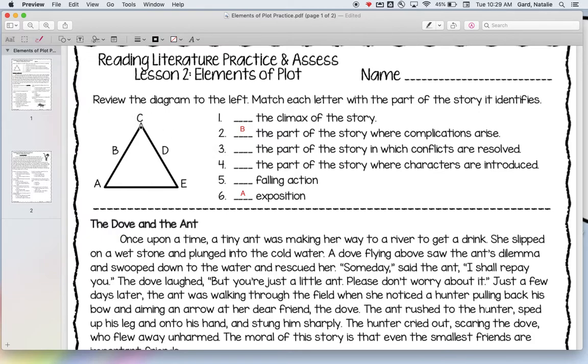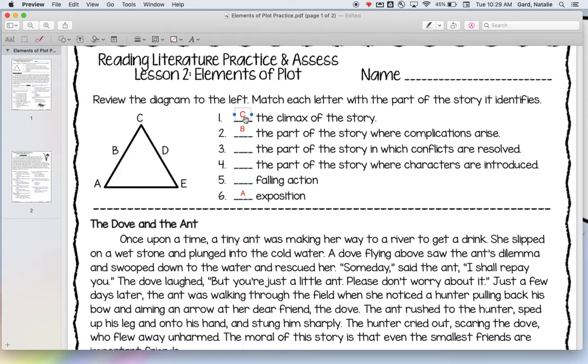C, that's the very top point. That's kind of the turning point where things either get better or worse. That's where the character or characters meet the conflict, normally like the big battle scene or where somebody finally finds out the truth. Things kind of come to a climax, essentially, right? That's the climax of the story, the big part of the story. So 1 should have been C.